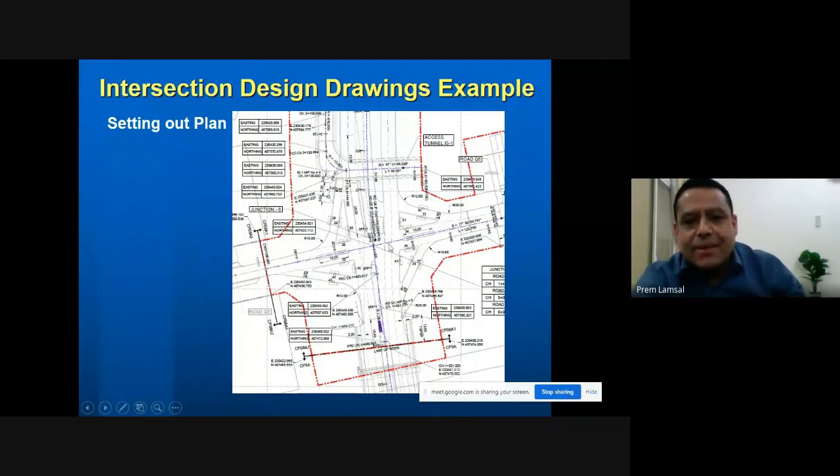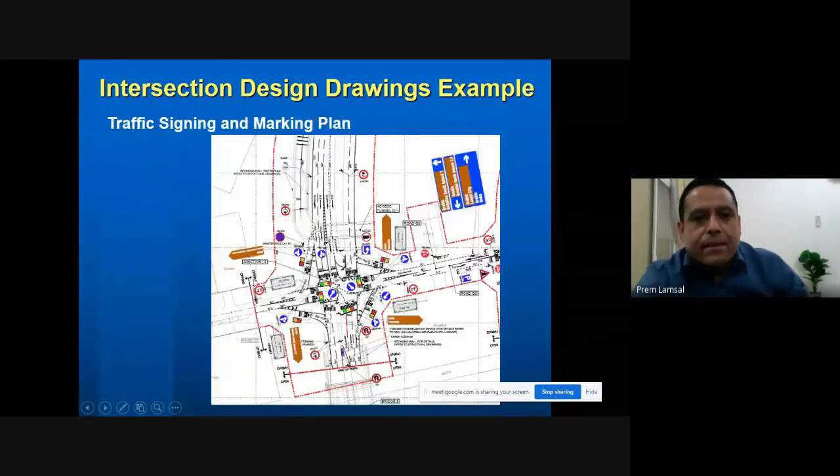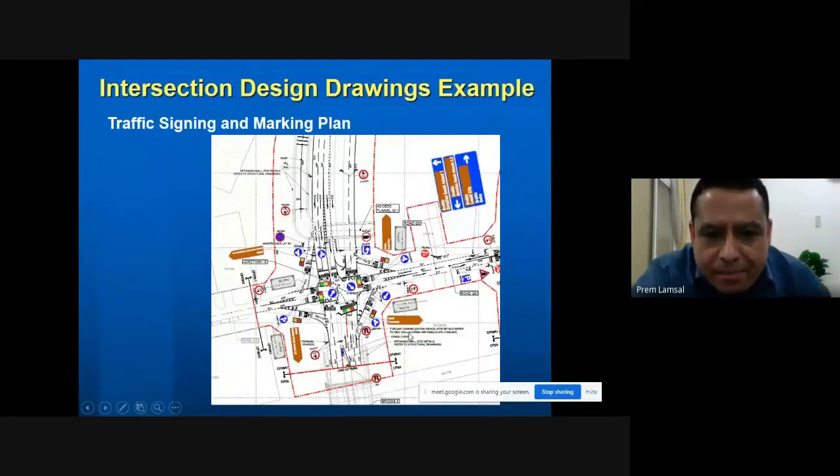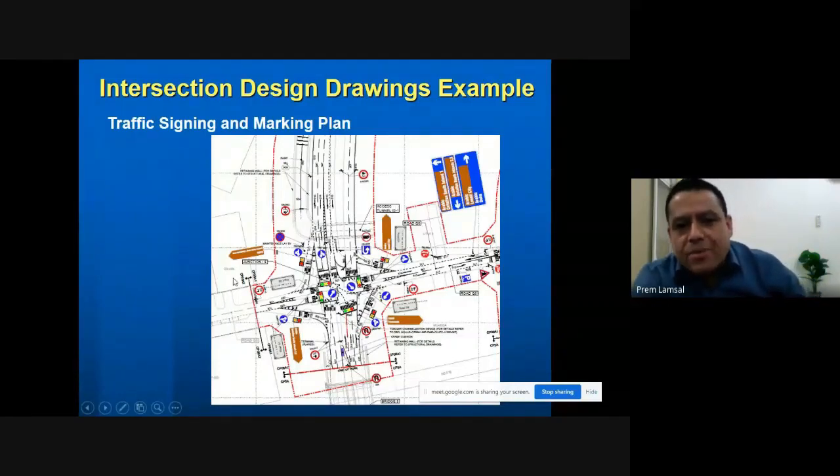So this is one center line going here for the collector. This is one center line coming down here for this arterial. This is the traffic signing and marking plan. Here we are showing all types of signs and markings.